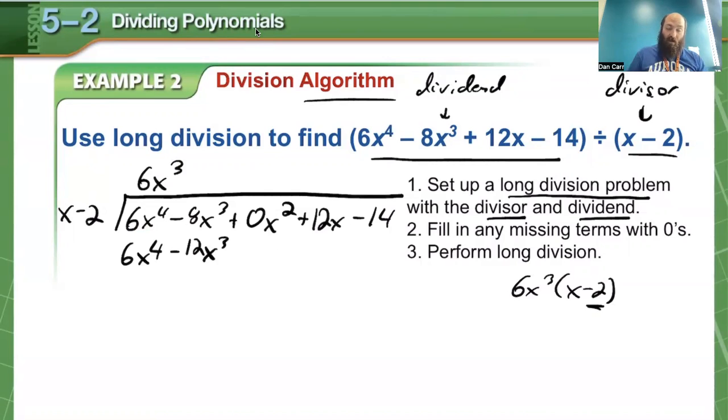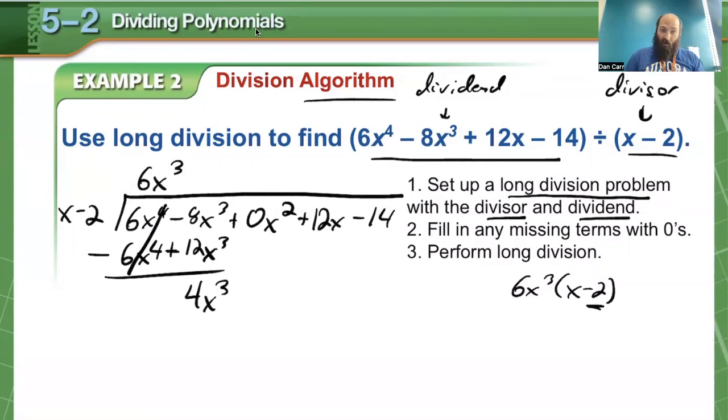Just like with long division, once you have a number below, you go backwards and do the multiplication between these two. We take this and subtract it. So I'm going to take the opposite of both of those terms. Instead of positive negative, now it's going to be negative positive. So subtracting that away, that will cancel out. I have negative 8x to the third plus 12x to the third, which is going to give me 4x to the third.